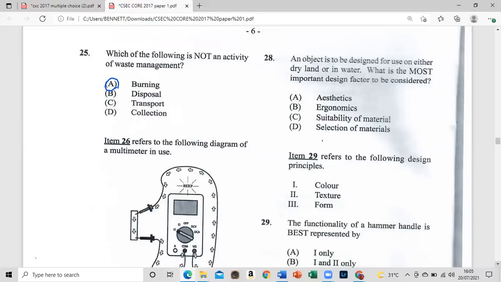An object is to be designed for use on either dry land or in water. What is the most important design factor to be considered? Is it aesthetics, ergonomics, suitability of the material, or the selection of the materials? Definitely, it would be the suitability.